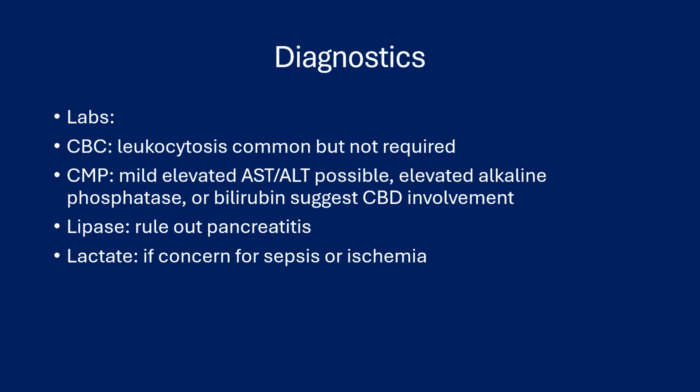Diagnostics, labs. You see with a complete blood count, leukocytosis common but not required. Complete metabolic panel. Mild elevations in their liver enzymes, AST and ALT, are possible. Elevated alkaline phosphatase or bilirubin suggests common bile duct involvement. A lipase, I usually get that just to help rule out pancreatitis. And a lactic acid if there's concern for sepsis or ischemia.